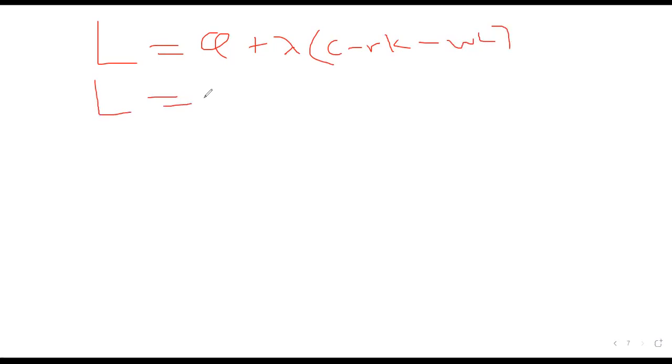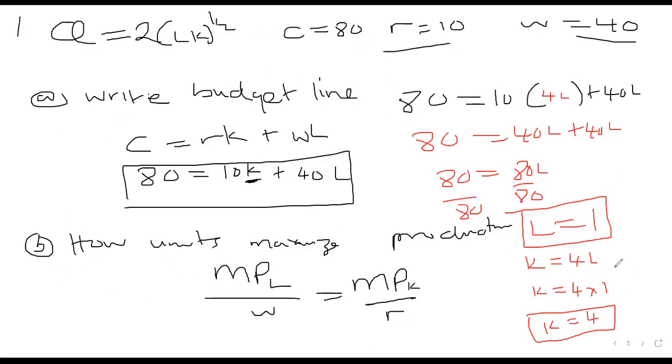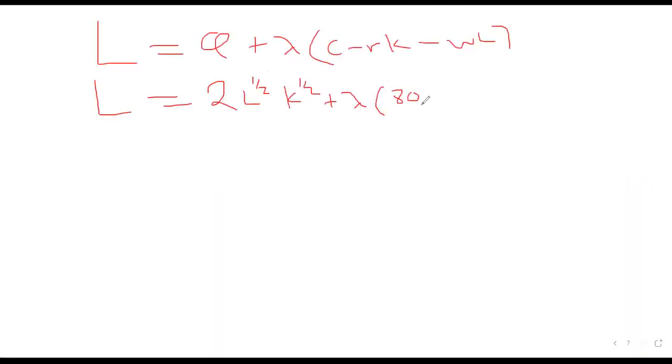You can also use the long cut, which is the Lagrangian function, where you're going to have Q as 2L to the half, K to the half, plus lambda, and here we have the cost minus rent for capital minus wages for labor. Lambda is simply the multiplier. The cost was what? 80. What was the value for rent? 10. So we're going to say 10K minus what? 40L. We're going to get the same answer though.